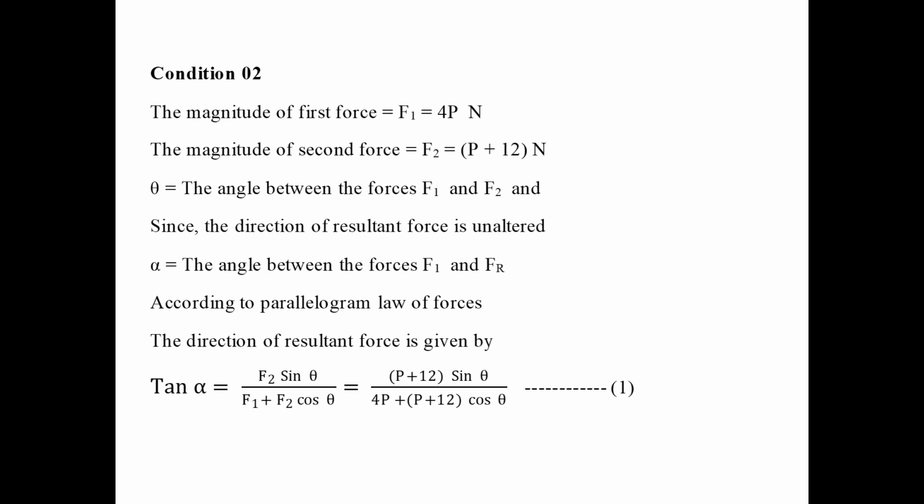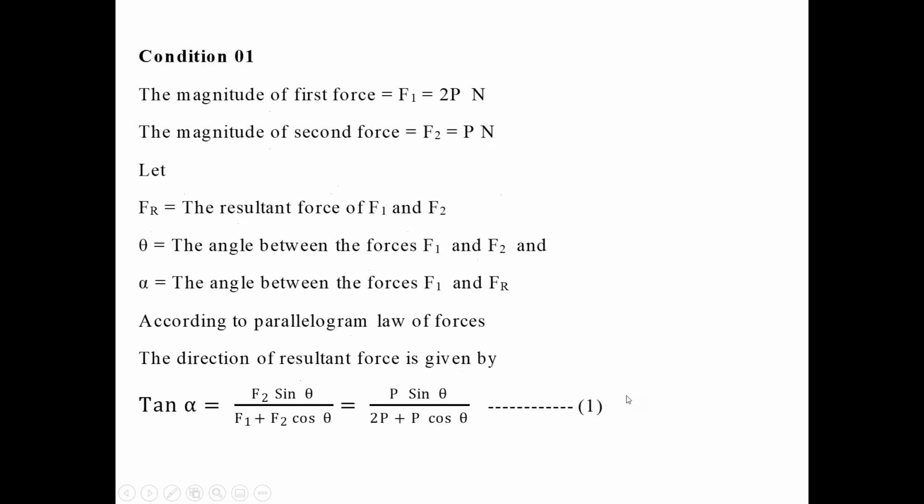Then apply the parallelogram law of forces equation in the second condition. According to the parallelogram law of forces, the direction of the resultant force is given by tan alpha equal to F2 sin theta divided by F1 plus F2 cos theta. But in the second condition, F2 is equal to p plus 12 Newton and F1 is equal to 4p Newton. So in the second condition, this is the equation of tan alpha, equation 2.